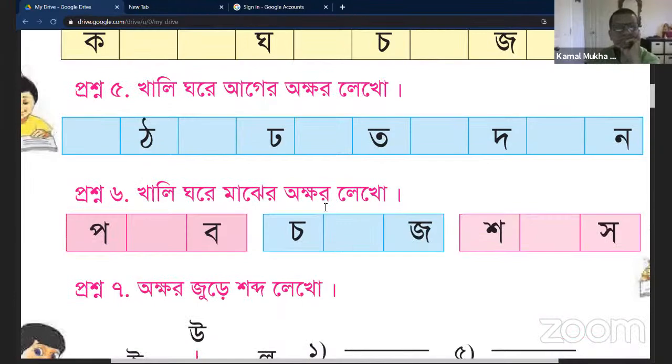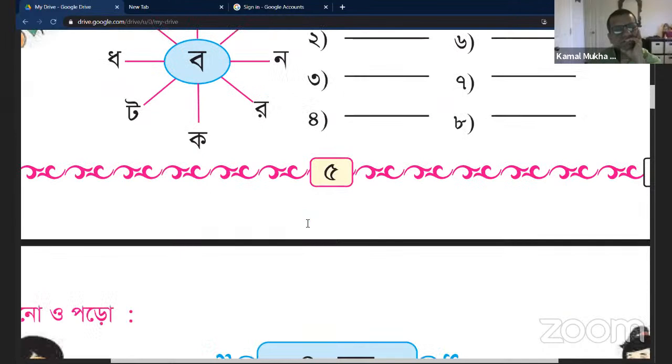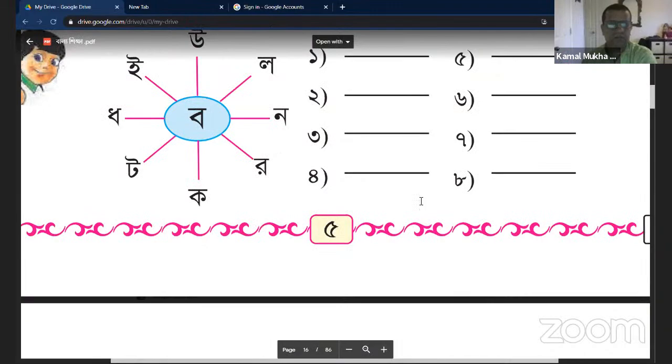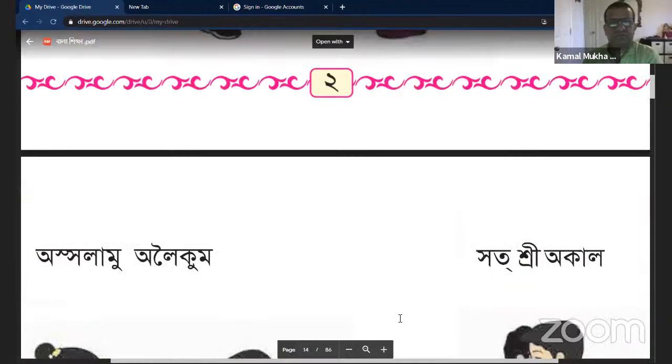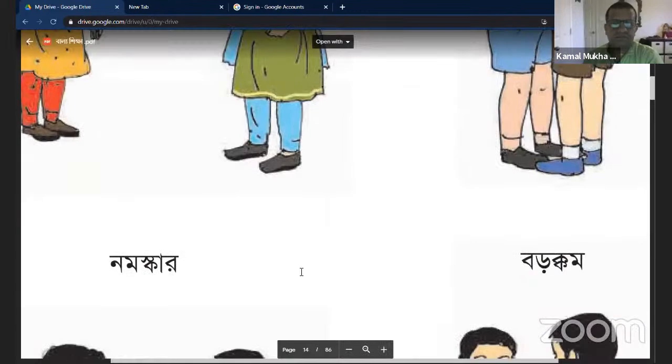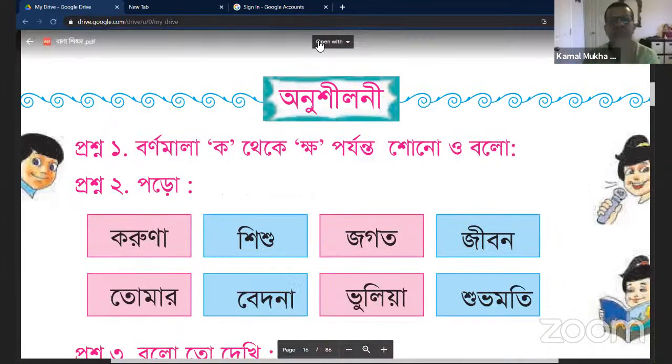We have here seven questions. Prabhuji? Yes? Which page is this? This should be page 16. Okay, read all pages like 13, 14. This is 14, this is 15, then read 16. Anushilani means practice. We have Anushilani here. When you practice, that is in English, but in Bangla, Anushilani. So 15, 16, and 17, I guess.